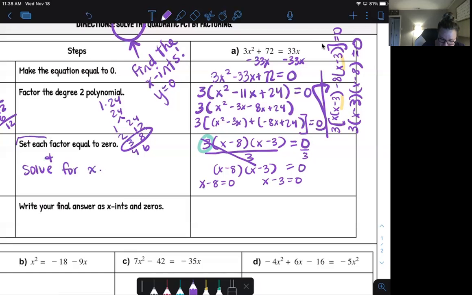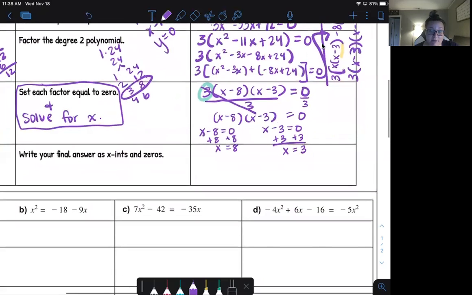Should be all of step 3 here. Looks like I forgot that part. Okay, so we're going to add 8 to both sides. We get x equals 8. We're going to add 3 to both sides. X equals 3.